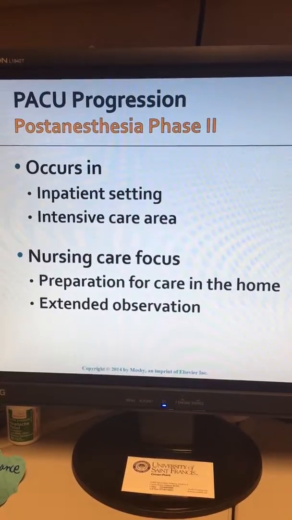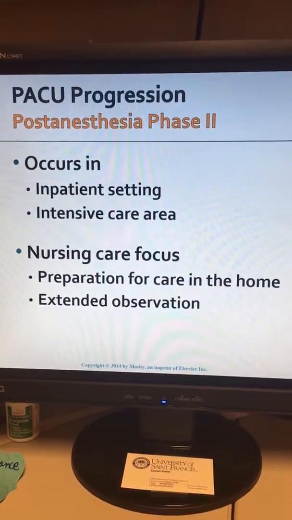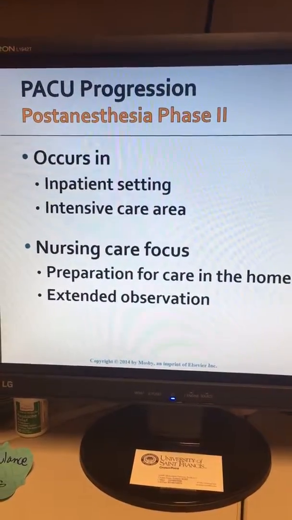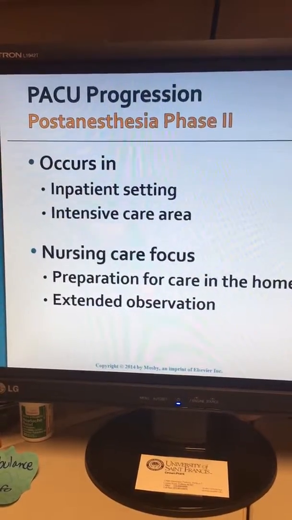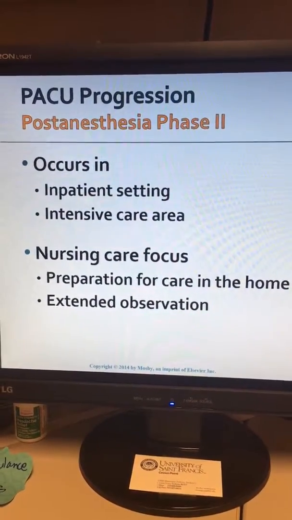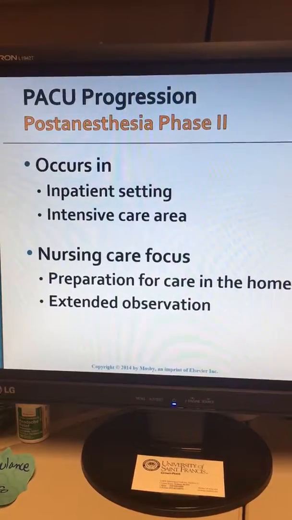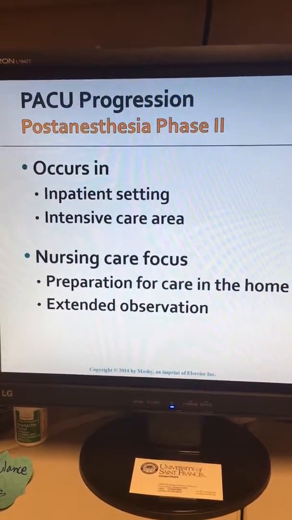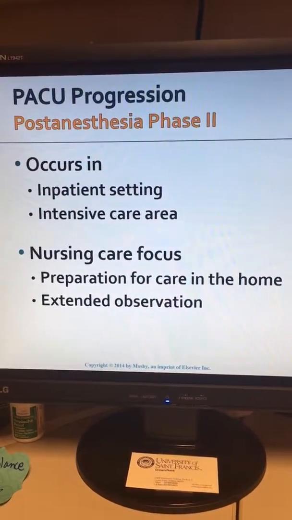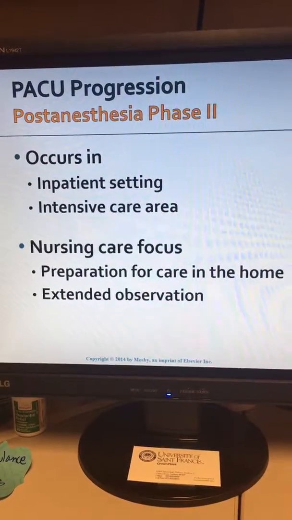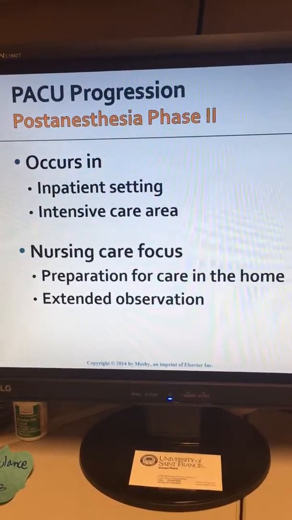Phase 2 can occur in the inpatient setting in the hospital or the ICU. A lot of patients just go directly from the OR to the ICU and they're recovered there. Nursing care focus for phase 2. I guess they're calling phase 2 being recovered, the extension of recovery on the floor. I take that back, it's extended observation.